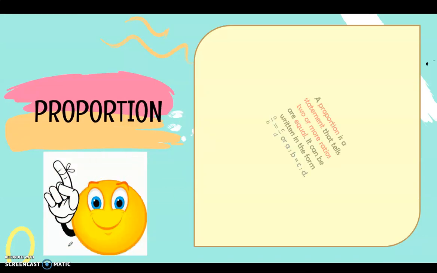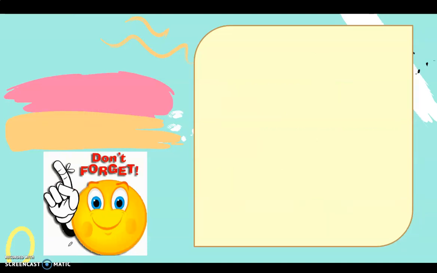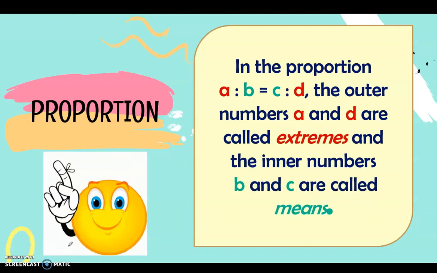Now, we will talk about proportion. A proportion is a statement that tells two or more ratios are equal. It can be written in fraction form, A over B is equal to C over D, or in column form, A is to B is equal to C is to D. In the proportion A is to B is equal to C is to D, the outer numbers A and D are called extremes, and the inner numbers B and C are called means.